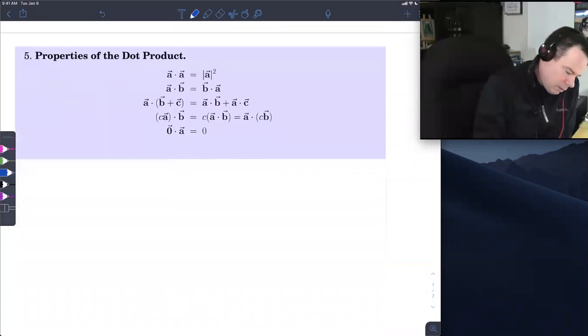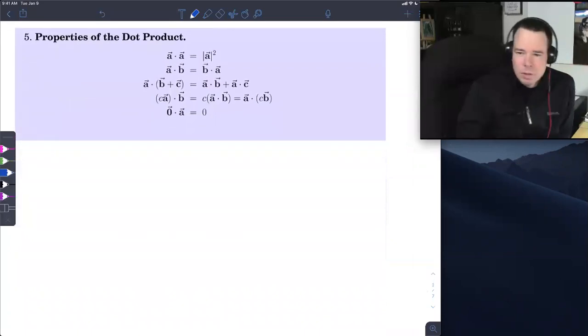What we get is a bunch of properties now. Much like we had those algebraic properties of sums and differences, we now get these properties for the dot products as well. The dot product of a vector with itself is the square of its magnitude. The dot product of a vector A and a vector B doesn't matter which order you take it in, just because you're just multiplying components. Multiplication of two numbers doesn't matter which order you do them in.